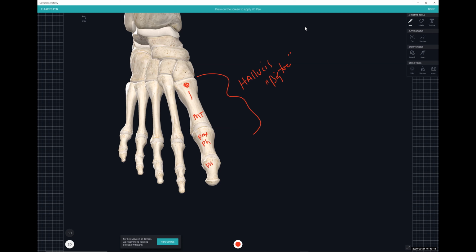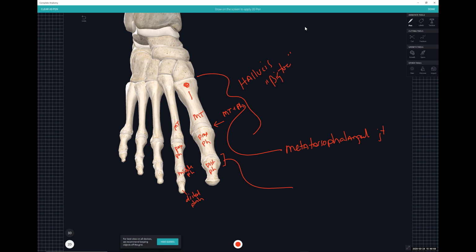This is my distal phalanx. This is my proximal phalanx, my middle phalanx, and then my distal phalanx. And there's my metatarsal. That means that this joint is a combination of my metatarsal plus my phalanx, which means metatarsophalangeal joint.